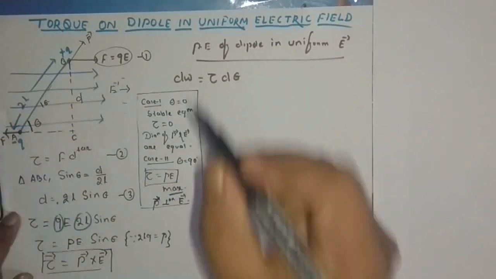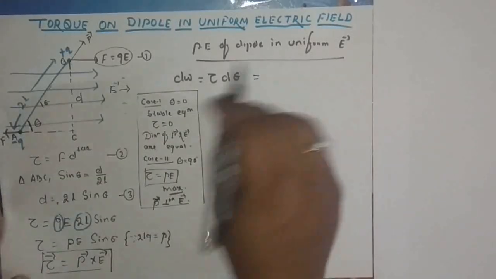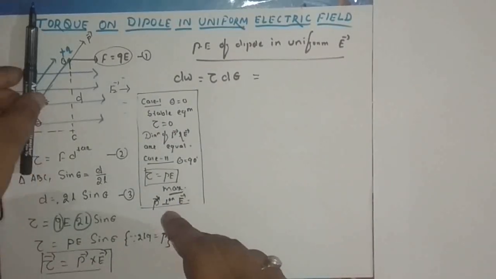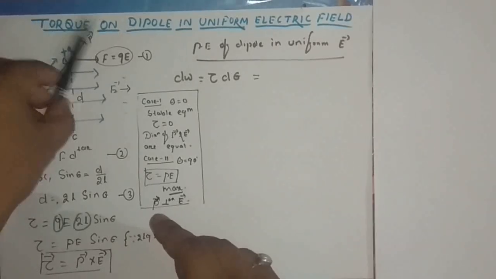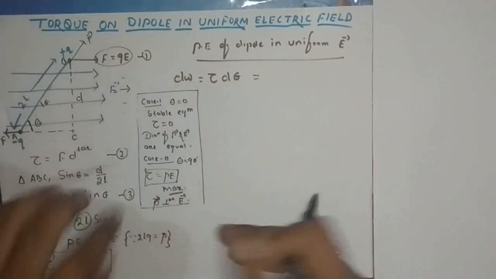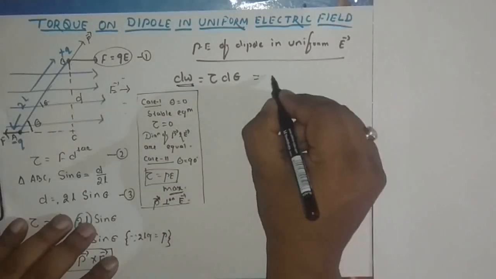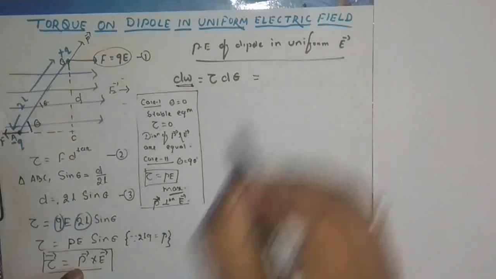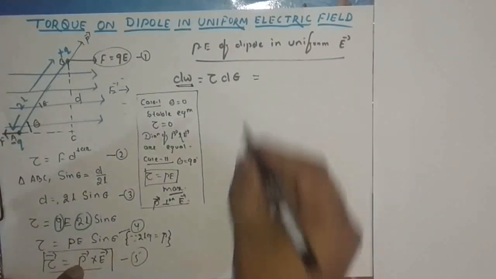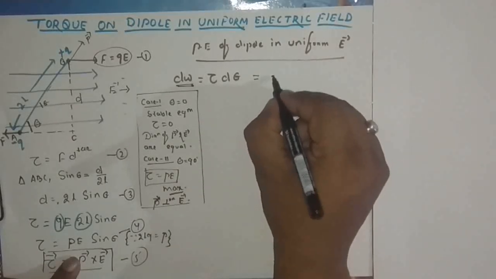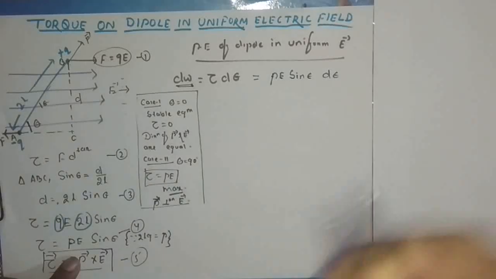Let us come to this point. So dW equals tau d theta. Tau is what? That means a small elementary work is done to rotate by theta, with the help of torque tau. So the small elementary work done is dW, that is tau d theta. Tau is from this, let us mark it equation number 4. This is equation 5. So from equation 4 I can write this as pE sin theta d theta.